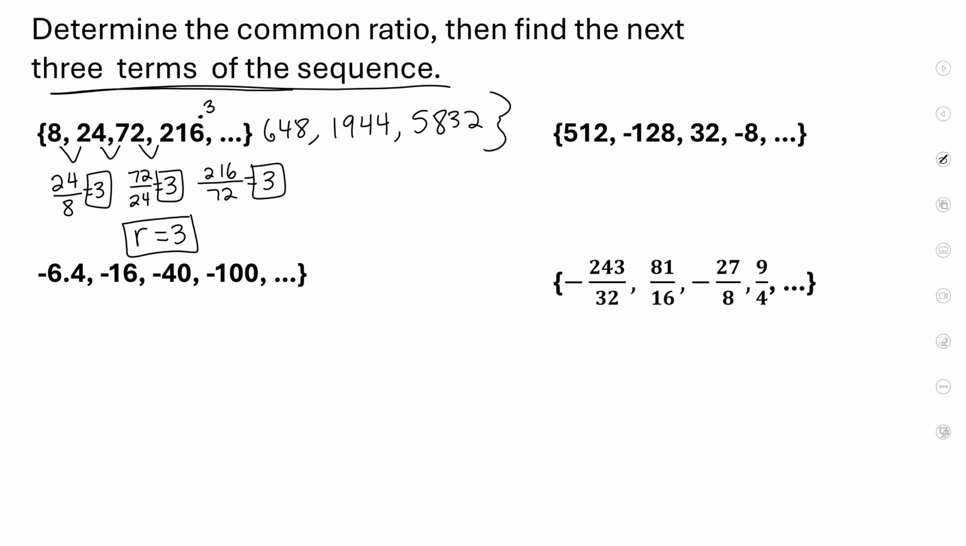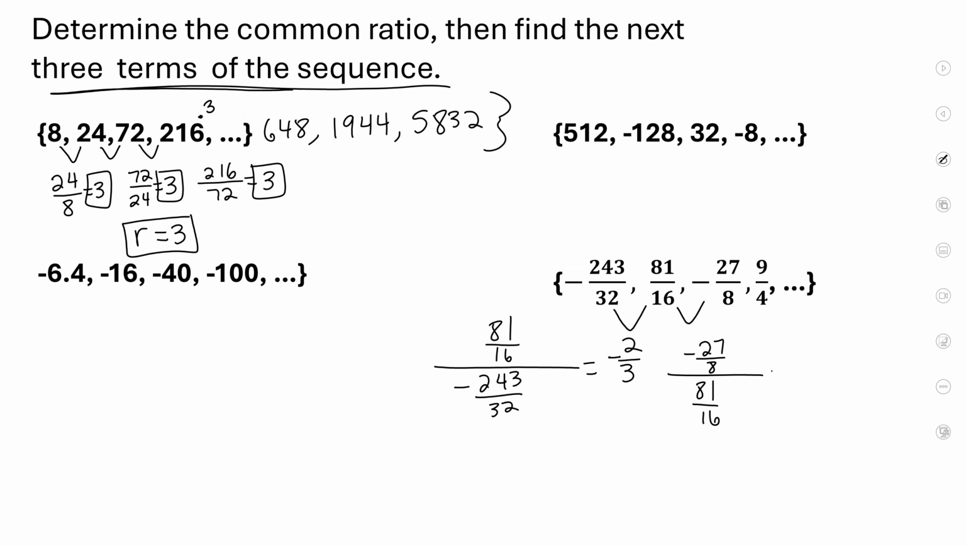Let's do another example. These are two consecutive terms. Let's find the ratio. 81 over 16 divided by negative 243 over 32 will give you negative 2/3. These are consecutive terms. Negative 27 over 8 divided by 81 over 16. You get negative 2/3.